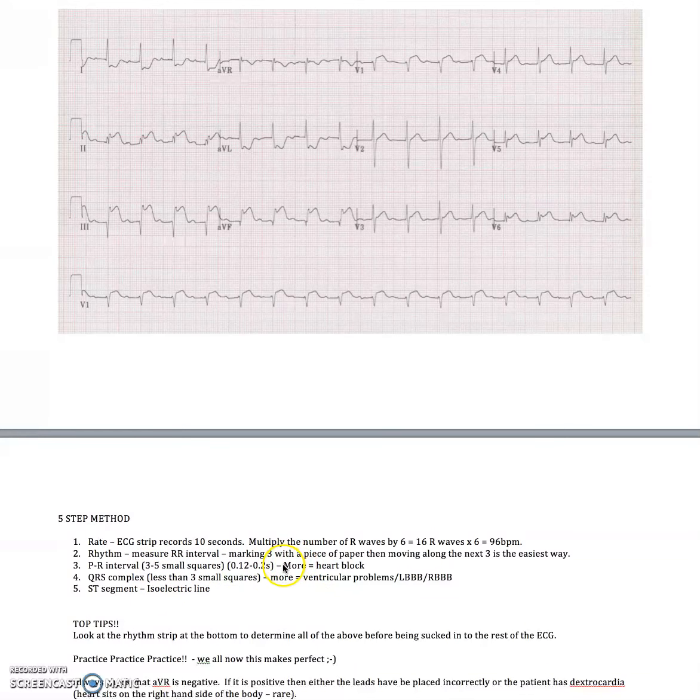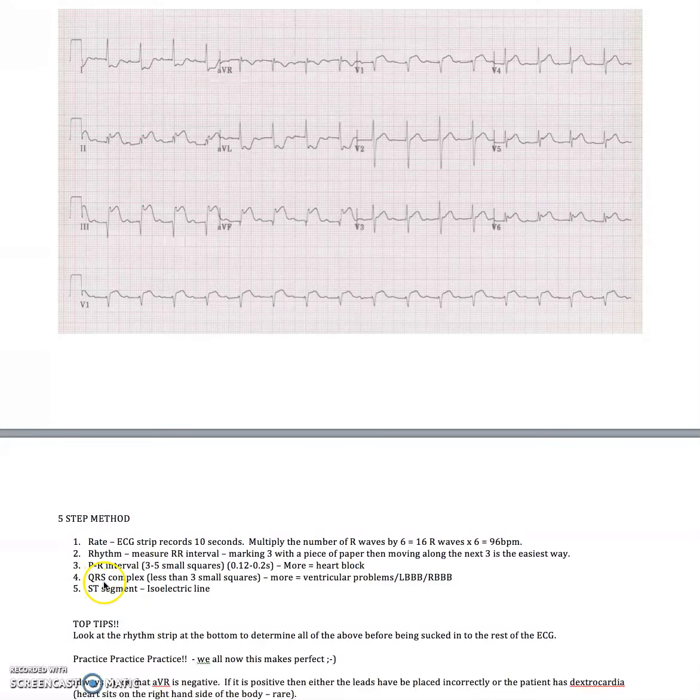Now, if the PR interval is longer than 5 small squares, it means there's some degree of heart block there. And that's a whole other new tutorial about different types of heart block. We can have a look here from the start of the P wave to the R wave. I can see straight away that that's more than 5 small squares, so there's some degree of heart block here, which would tie in with this whole ECG. Okay, so we've established that the PR interval is too long in this rhythm strip.